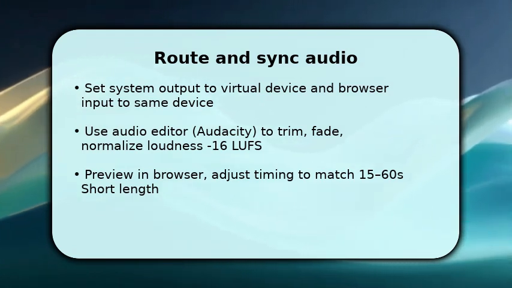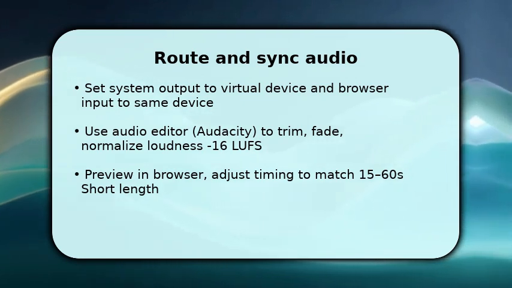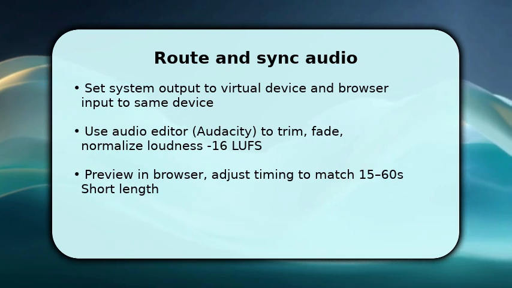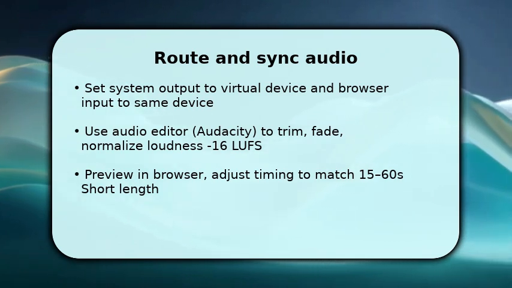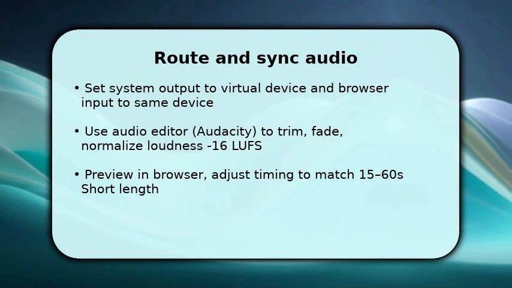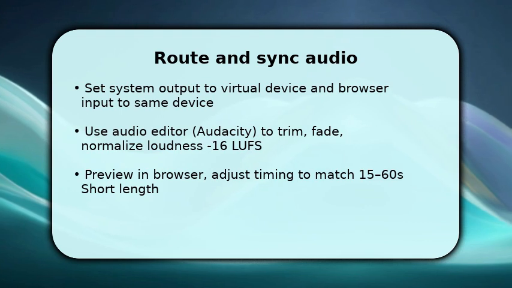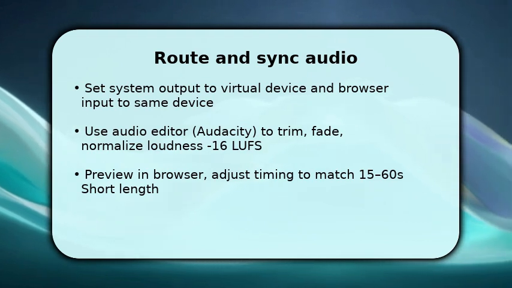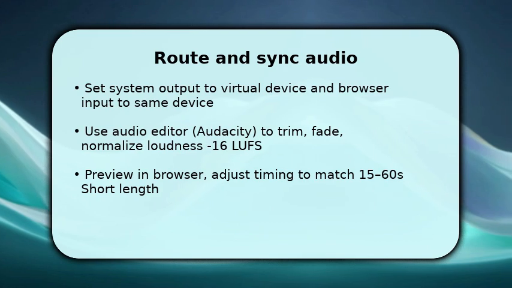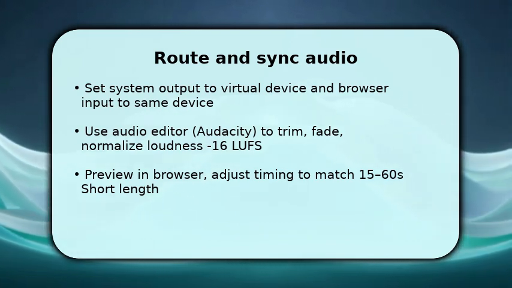Set your system output and the browser's microphone/input to the virtual audio device. This makes playback register as input. Use an editor like Audacity to trim the file, add fades, and normalize loudness to a consistent target so YouTube won't auto-attenuate. Then play the audio while recording or use the upload tool's timeline to position the track. Make sure the start point matches your clip so lips and beats align precisely.